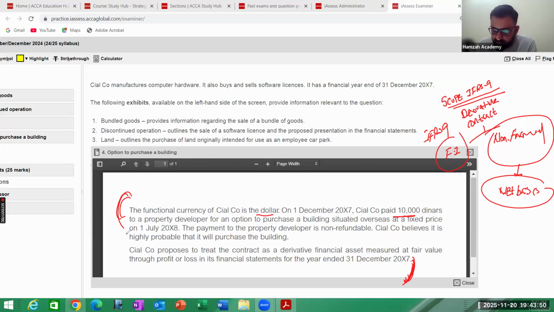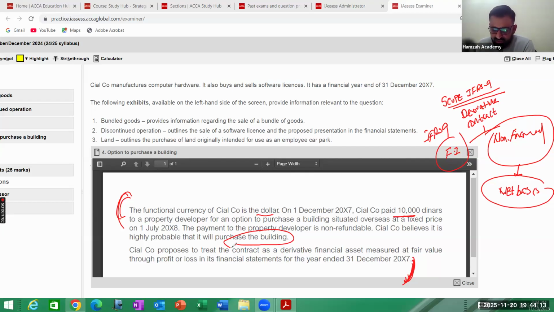C believes it is highly probable that it will purchase the building. It will take the physical delivery. C company proposed to treat the contract as a derivative financial asset measured at fair value through profit and loss in its financial statements for the year ended 31st December X7.